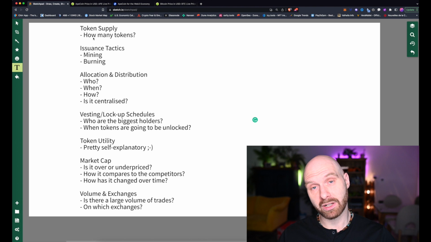So yeah, how many tokens? How many tokens currently in circulation? How many will be issued in total? And what are the mechanisms for that?